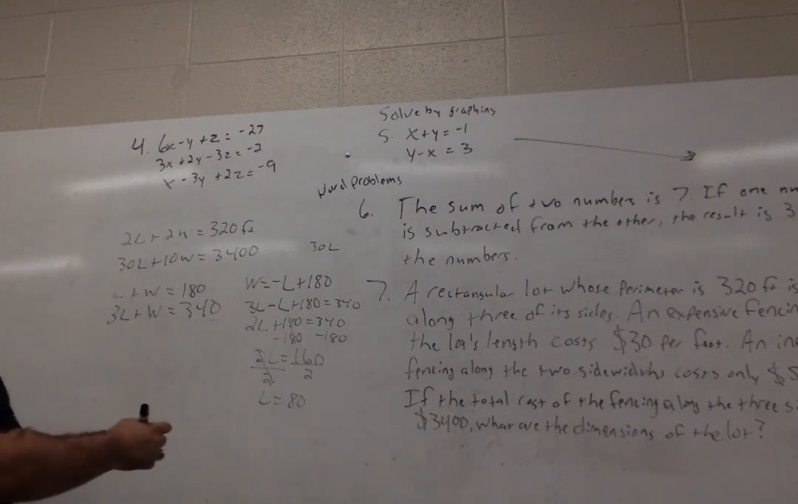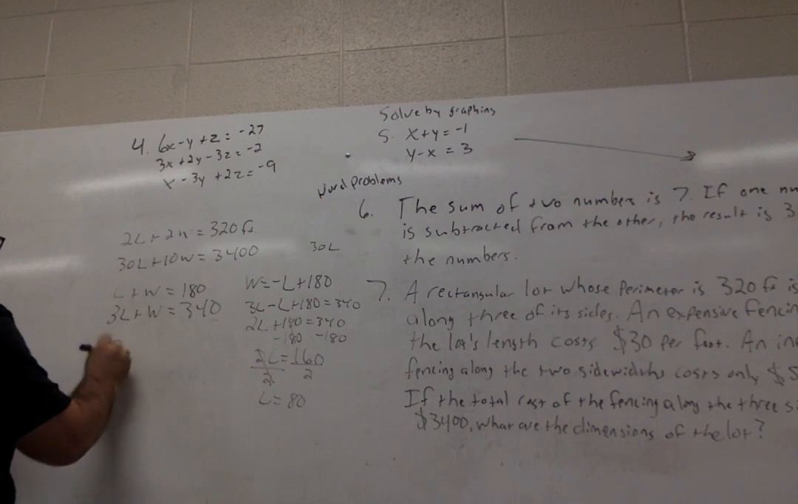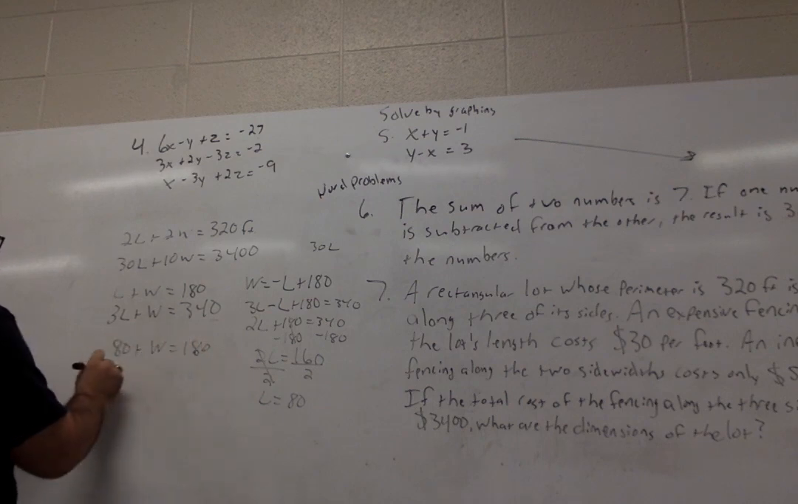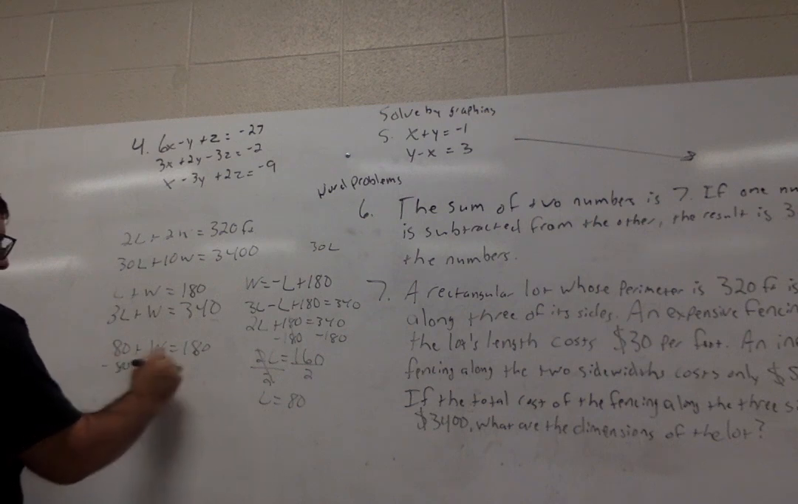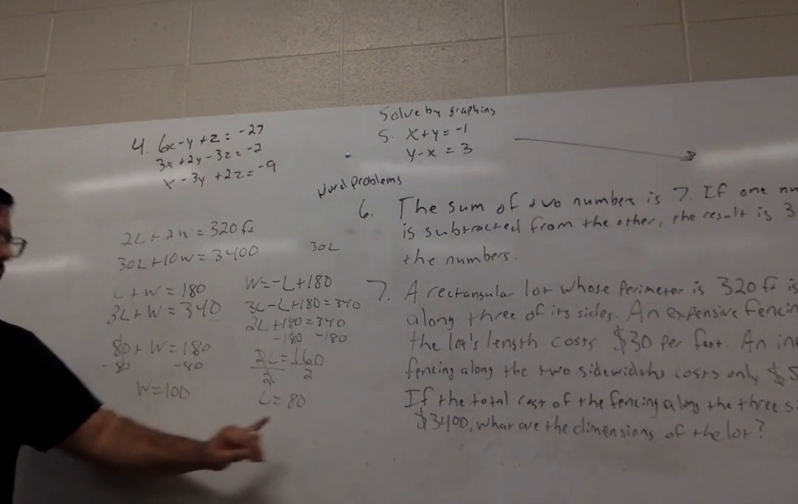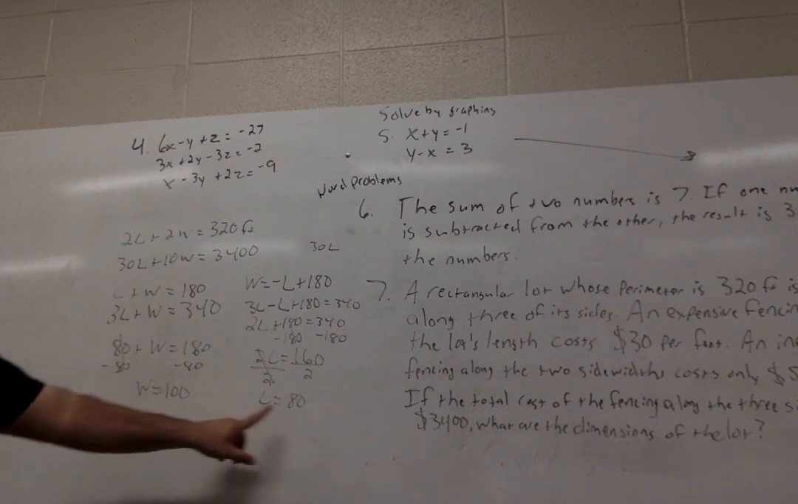So that's 80 plus W equals 180. So I'm going to subtract 80 on both sides. W is 100. So the length of the longest side is 100. The length of the shorter side is 80. Sure, you can go ahead and check it if you want. This is 200. This is 200.